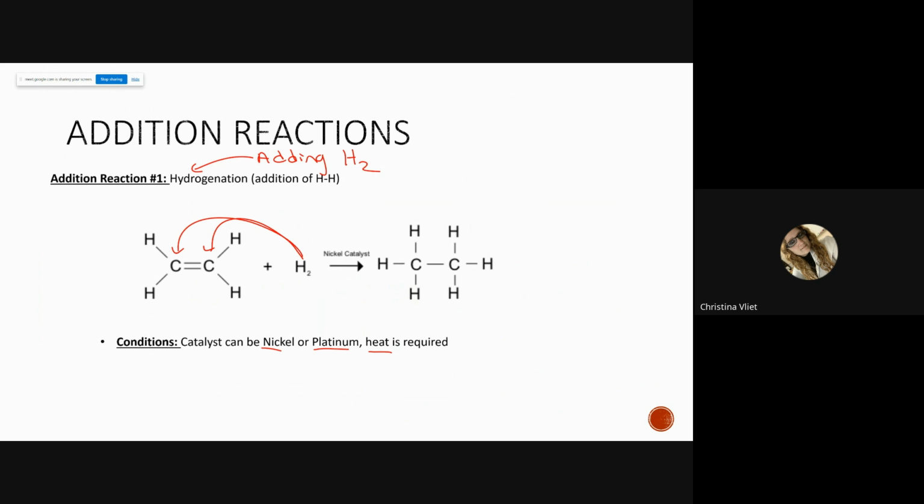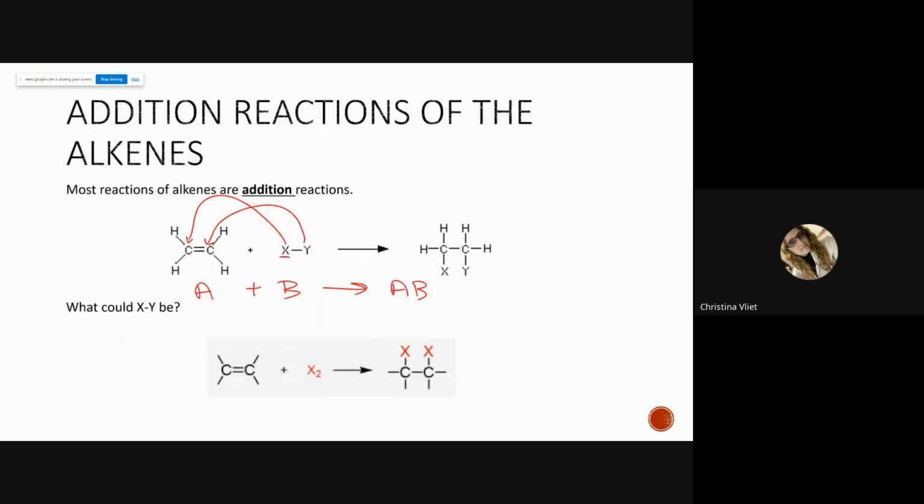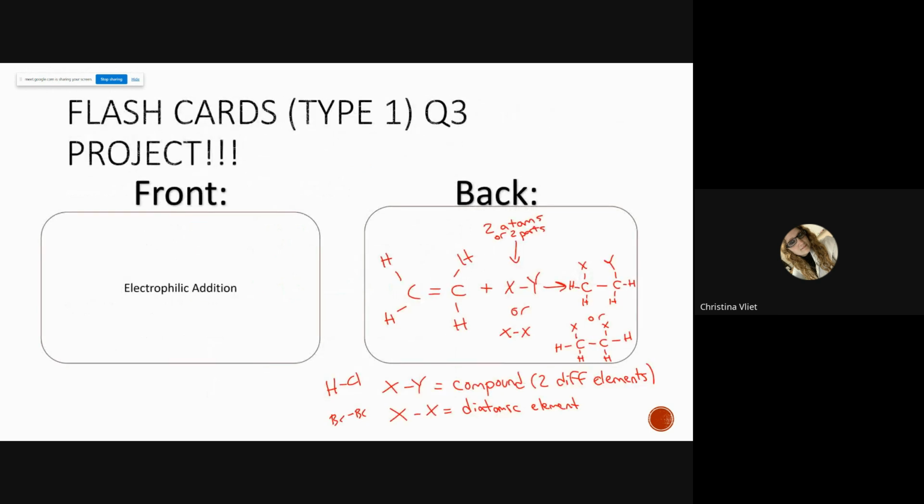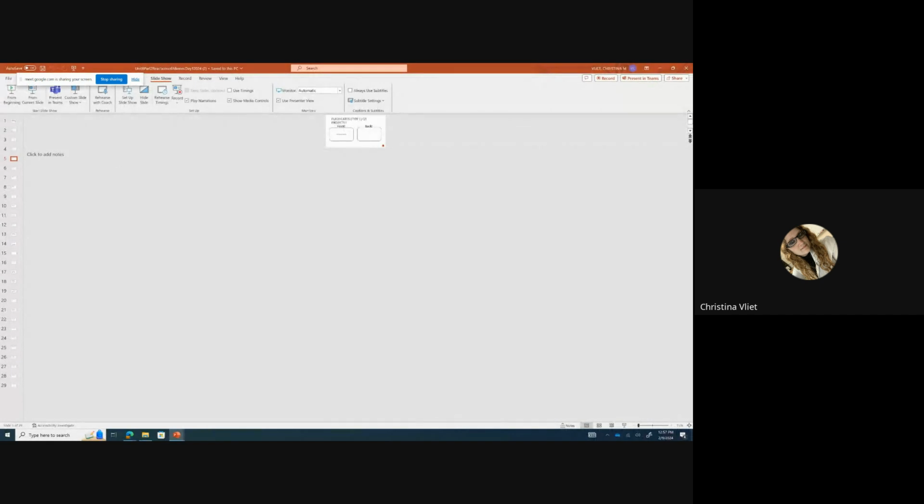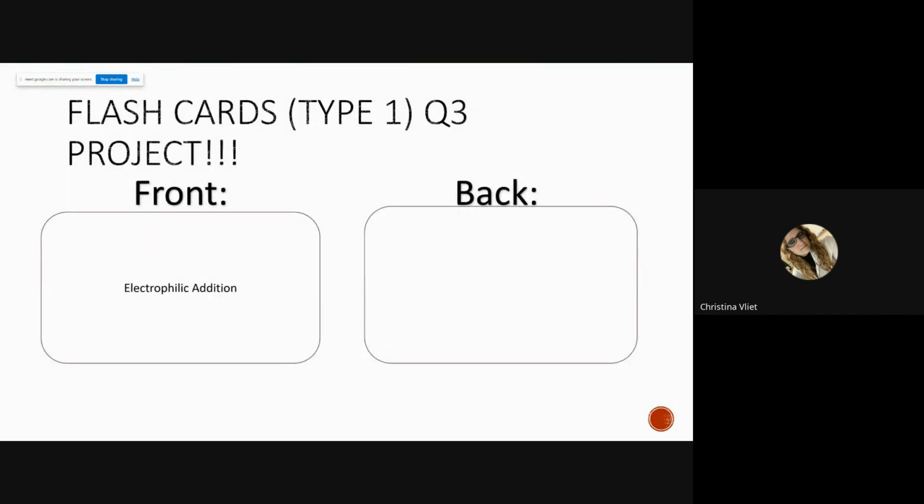So should you be making flashcards on this type of reaction? Yes. So what would we name the reaction for our first flashcard? Hydrogenation. Instead of electrophilic addition, we would now say hydrogenation. And now what would you do? C2H4 plus, what's the other reactant? H2. And the result is you add hydrogen to each side. Two reactants, one product.